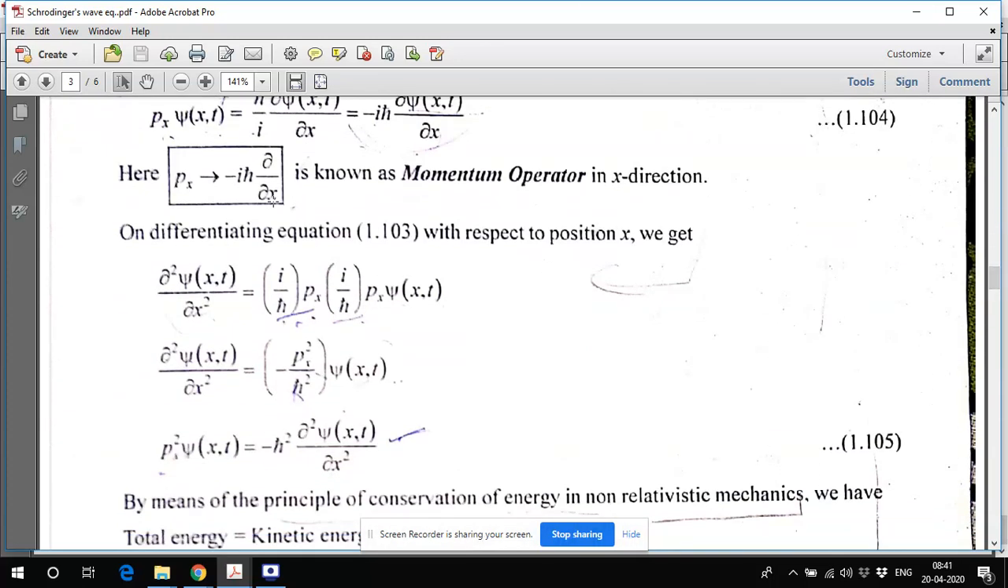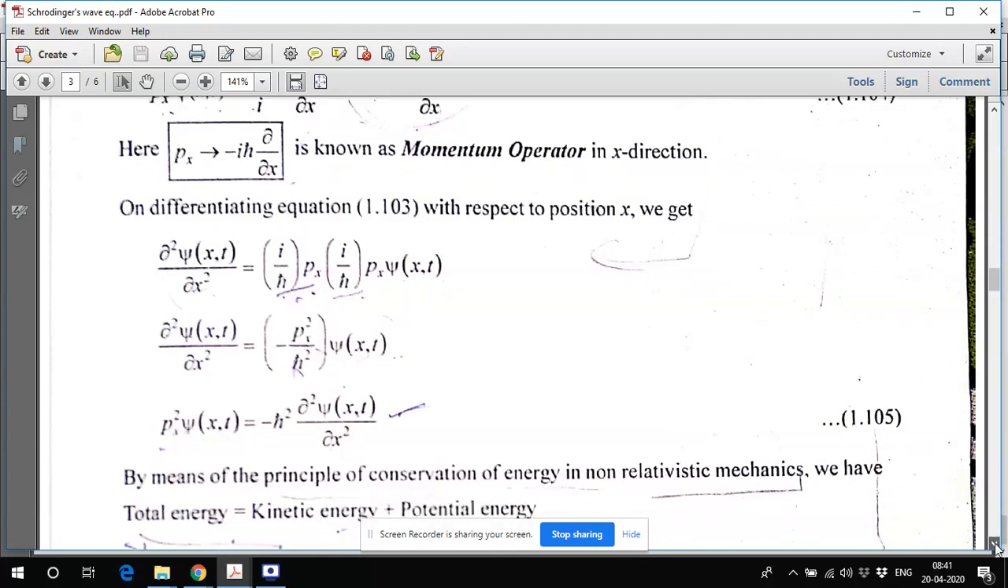You can differentiate once again. Why am I telling you we are differentiating once again with respect to x? I am differentiating with respect to x once again, and the similar quantity will come. So we got iota upon ħ Px, then iota upon ħ Px will come a second time. This time Px will be squared, ħ will be squared, and iota squared will give me the minus sign. So Px squared ψ(x,t) will give me minus ħ squared and this quantity.